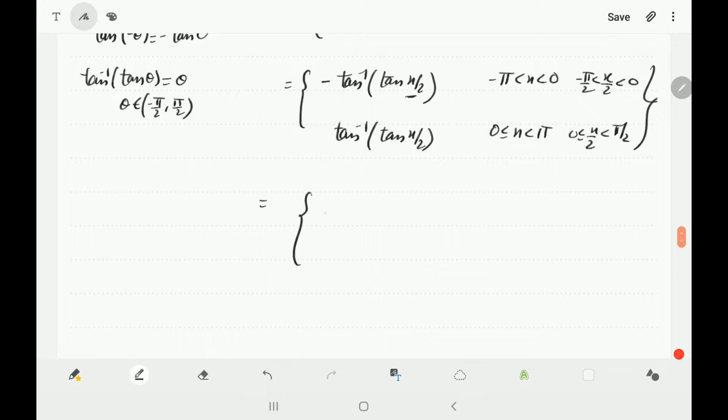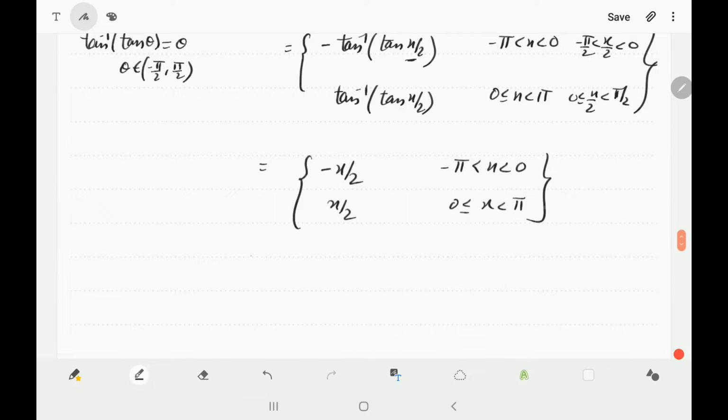So our final answer for this term will be minus x by 2 for x from minus pi to 0, and x by 2 for x from 0 to pi. In fact, we can also write this term as mod x by 2 from minus pi to pi. Is this clear? Because if x is negative, it is already opening up as minus x by 2, and if x is positive, it is opening up as x by 2.